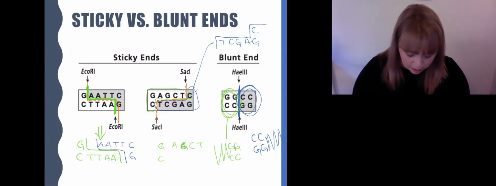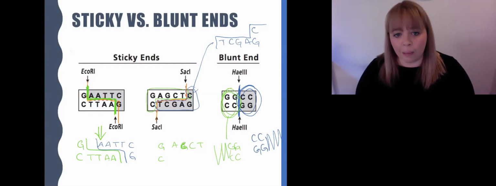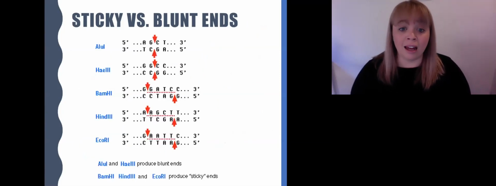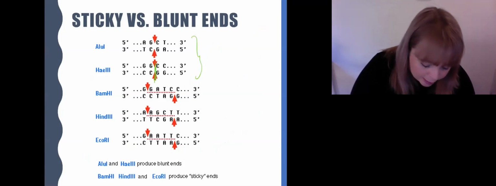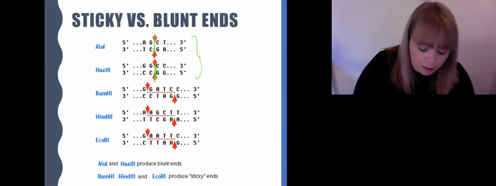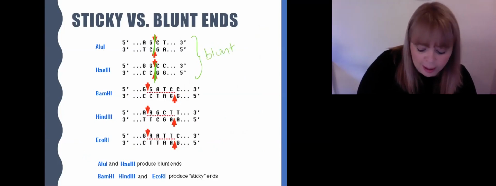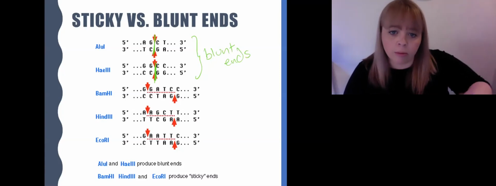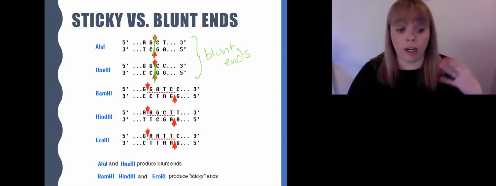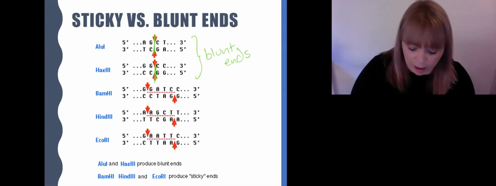So I'm just going to show you a few more examples of different types of sticky ends and blunt ends. So these two up here, you can see that they're cutting straight through the middle. So these two are making blunt ends. Yeah, so you should be able to recognize, based on a recognition sequence, whether or not you're going to end up with blunt ends or sticky ends.